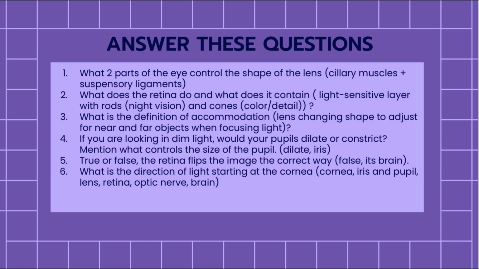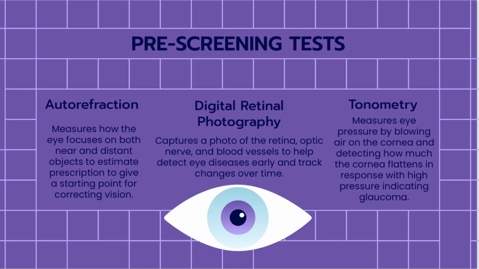So, what do the eye tests actually do? There are three main pre-screening tests: autorefraction, digital retinal photography, also known as DRP, and tonometry. In autorefraction, we measure how the eye focuses on both near and distant objects to estimate prescription to give the optometrist a starting point for correcting your vision. Then in digital retinal photography, the optometrist will capture a photo of the retina, optic nerve and blood vessels to help detect eye disease early and track changes over time.